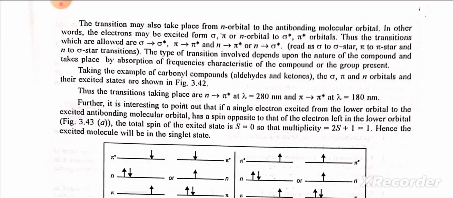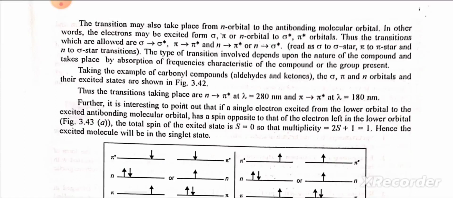In other words, the electrons may be excited from sigma, pi or n orbital to sigma star, pi star orbitals. Thus, the transitions which are allowed are sigma to sigma star, pi to pi star, and n to pi star or n to sigma star. The type of transition involved depends upon the nature of the compound and takes place by absorption of frequencies characteristic of the compound or the group present.